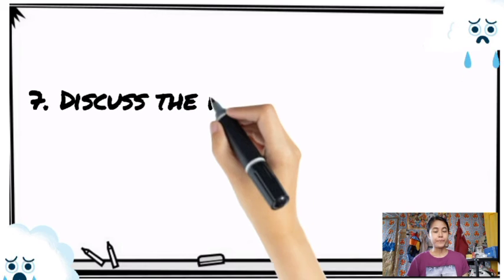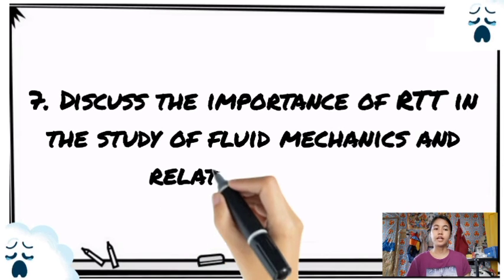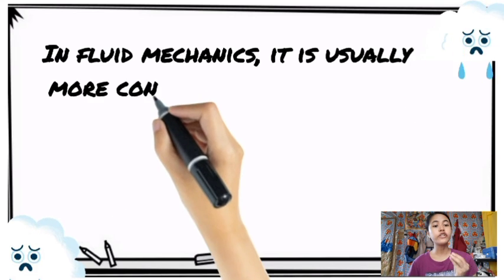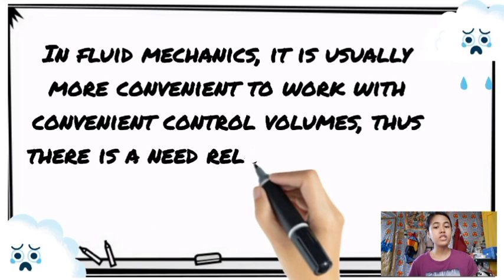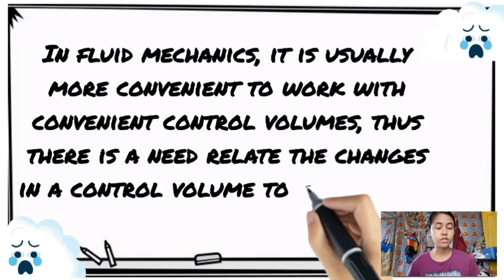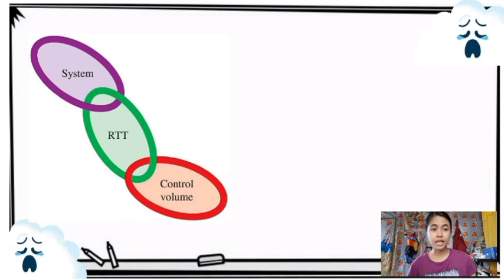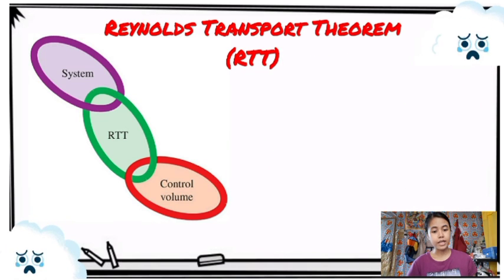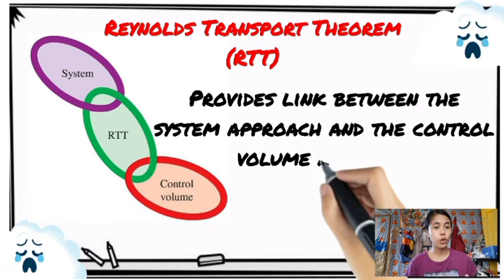For question number 7, discuss the importance of RTT in the study of fluid mechanics and related courses. In fluid mechanics, it is usually more convenient to work with control volumes or open systems, and thus there is a need to relate the changes in the control volume to the changes in the system. The relationship between the time rates of change of an extensive property for a system and the control volume is expressed by the Reynolds transport theorem, or RTT, which provides a link between the system approach and the control volume approach.